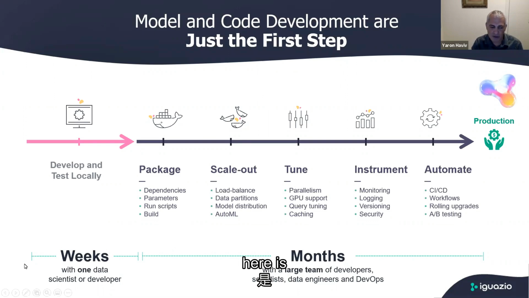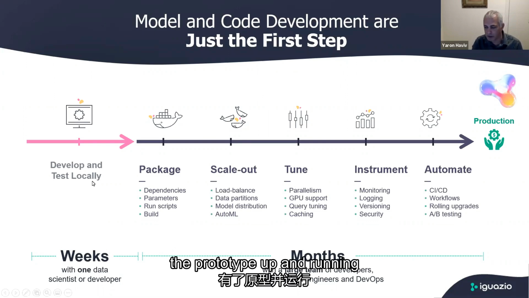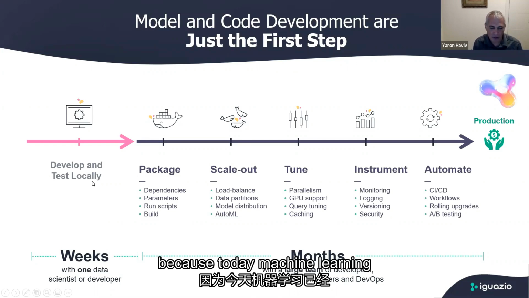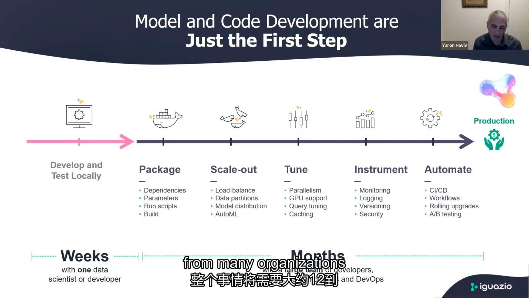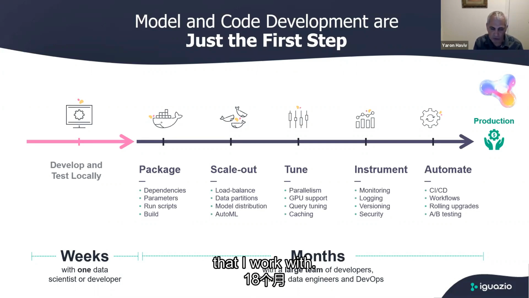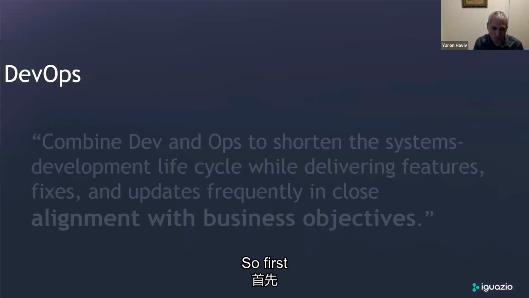The main challenge here is that once you have the prototype up and running, it may take a few weeks, because today machine learning is well understood. You just take an XGBoost model and you feed it with some data and you get a model. The main challenge today is that productizing the entire thing would take about 12 to 18 months from many organizations that I work with. So the main challenge is how to automate that and also break the silos between developers, data scientists, data engineers, and let them work on one ecosystem.